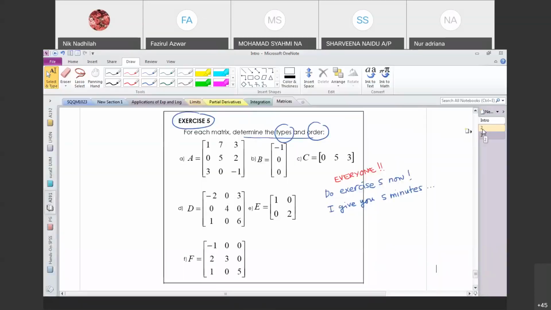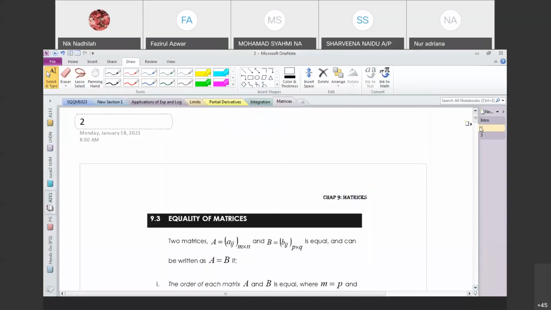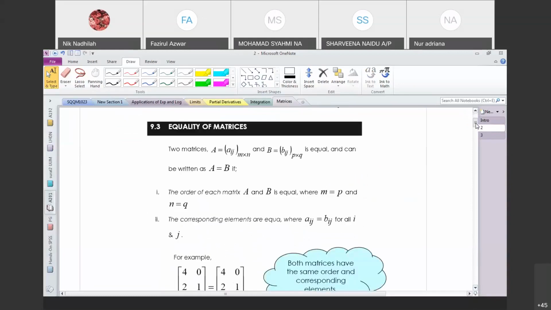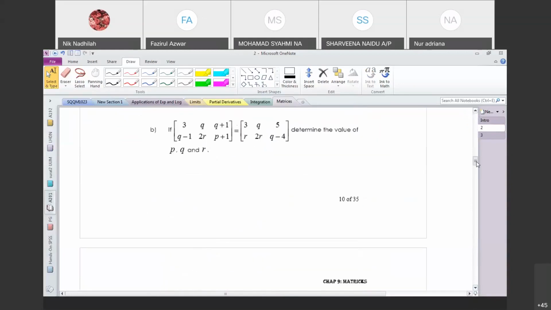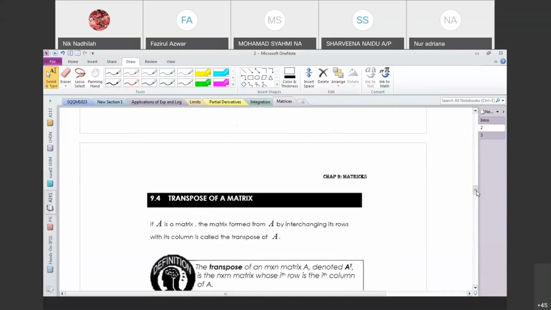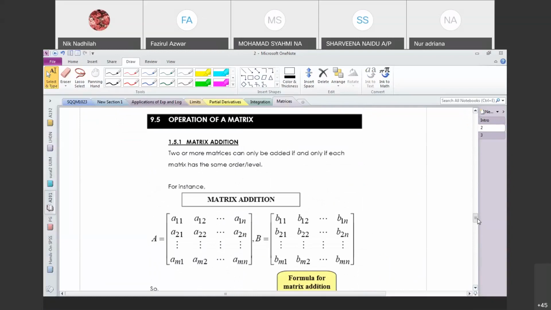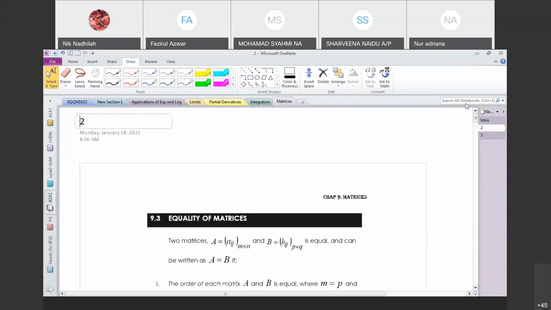I hope everyone is okay. Let's move on. In this slide, we have equality of matrices, and then what else? Transpose of a matrix, and also matrix addition and matrix subtraction. Okay, I would say these four things are quite straightforward.